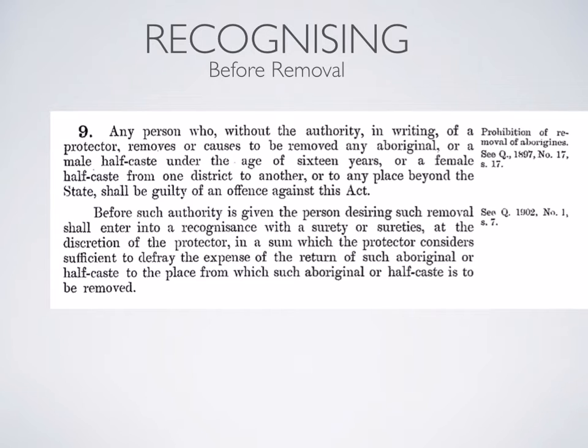their removal. So any person who, without the authority in writing of a chief protector, removes or causes to be removed any Aboriginal male half-caste under the age of 16 or a female half-caste from one district to another or to any place beyond the state shall be guilty of an offence against this act. And so before they could take Aboriginal people into slavery, which basically, placing them into homes or into reserves and missions, was a slavery act because they had them working as slaves as well.